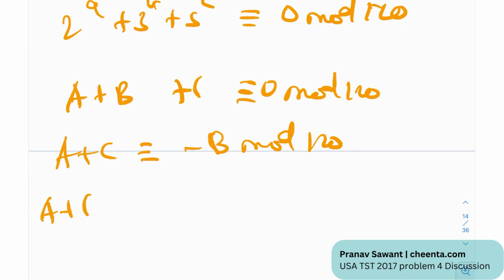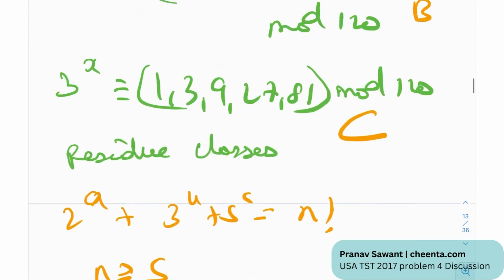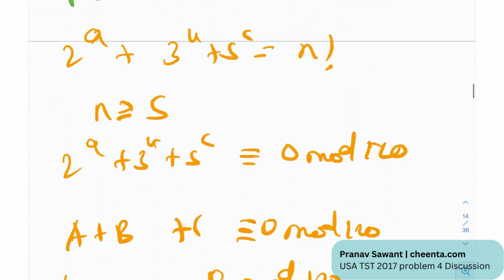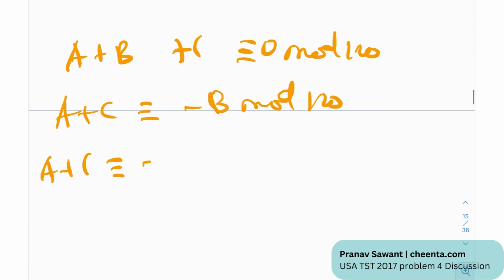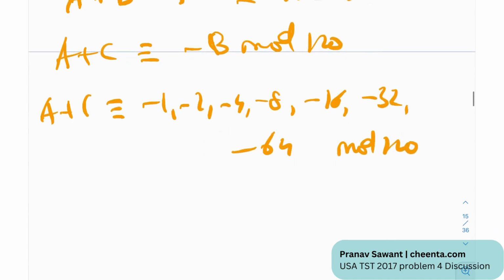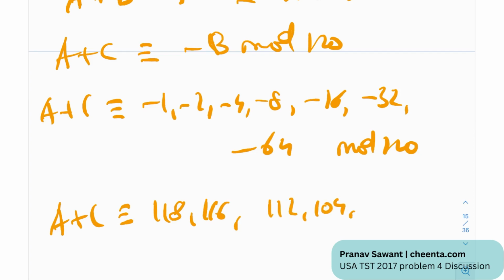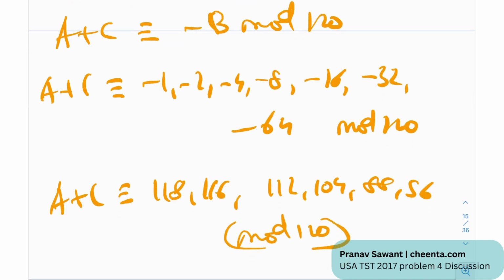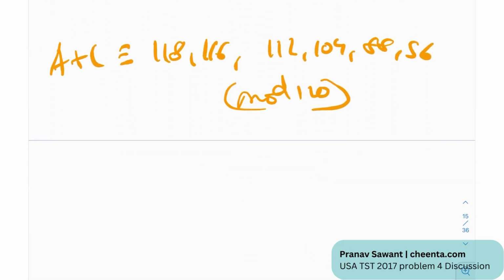So a plus c is congruent to negative b mod 120, and b was essentially this. So a plus c is congruent to negative 1, negative 2, negative 4, negative 8, negative 16, negative 32 and negative 64 mod 120. So essentially a plus c comes out to be 118, 116, 112, 104, 88 and 56 mod 120. So a plus c can be either these values mod 120, and what was a?